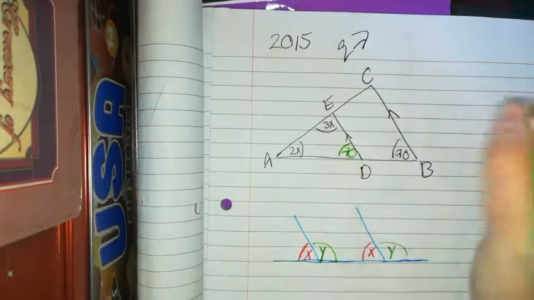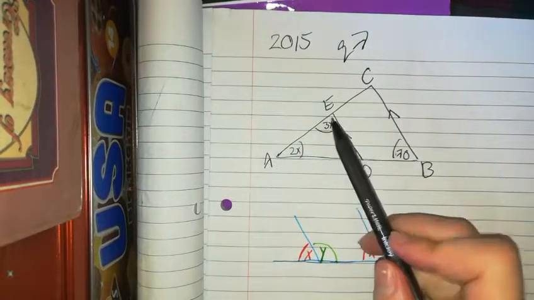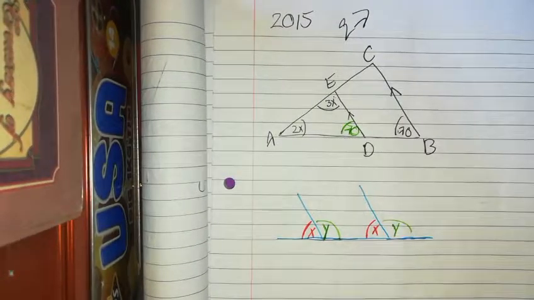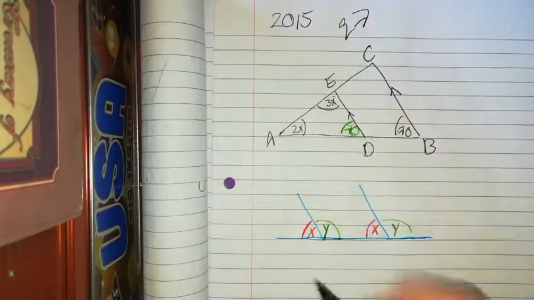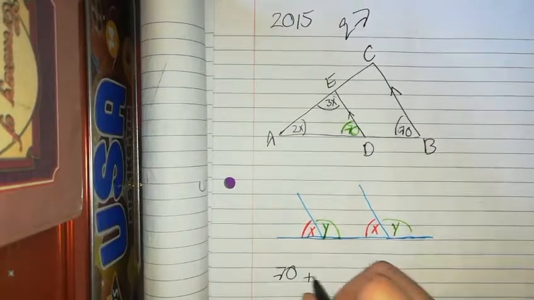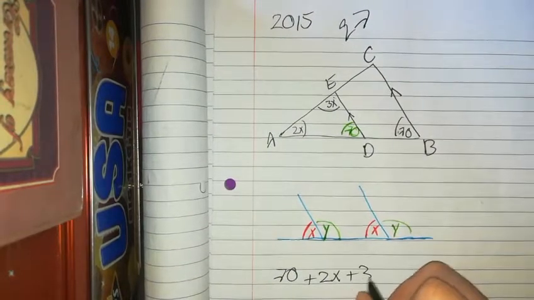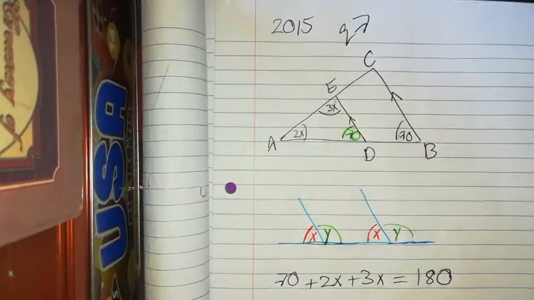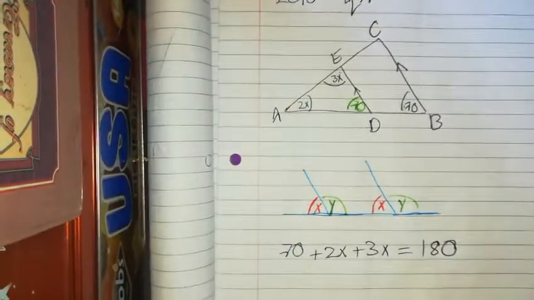So I can say that 70 is corresponding to this angle here, so this angle here is also going to be 70. So 70 plus this, because a theorem I know is that all the angles in a triangle add up to 180, so 70 plus 2x plus 3x is equal to 180. And because I have only one variable, one unknown in the equation, I can solve that.